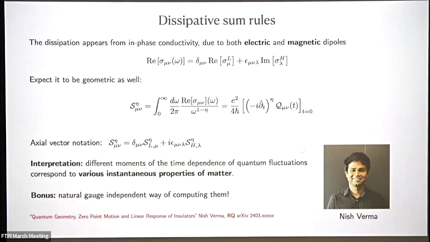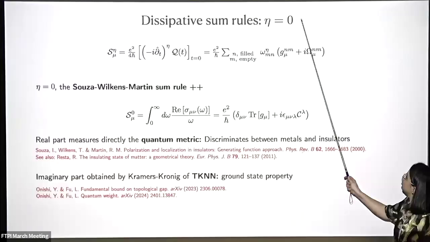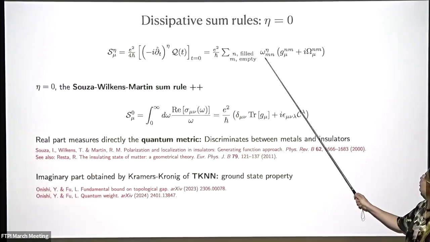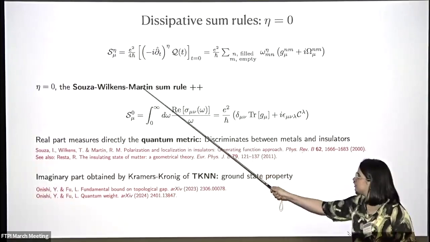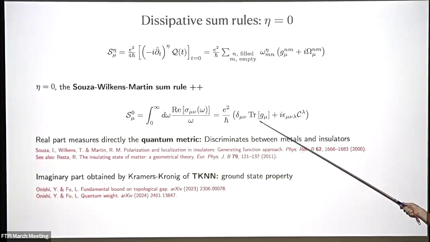Very good. So then let me look at the eta equals zero sum rule. The eta equals zero sum rule is just going to be with no frequency here. So it just picks up on the geometry. The real part of this was introduced by Sousa, Wilkins, and Martin. So that picks up just a trace of the metric. It's actually the only way that I know how to pick up the metric without any energy contributions.